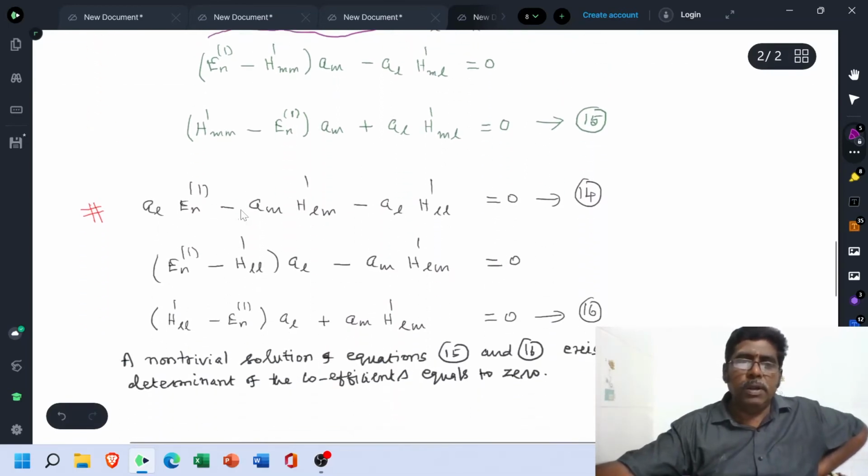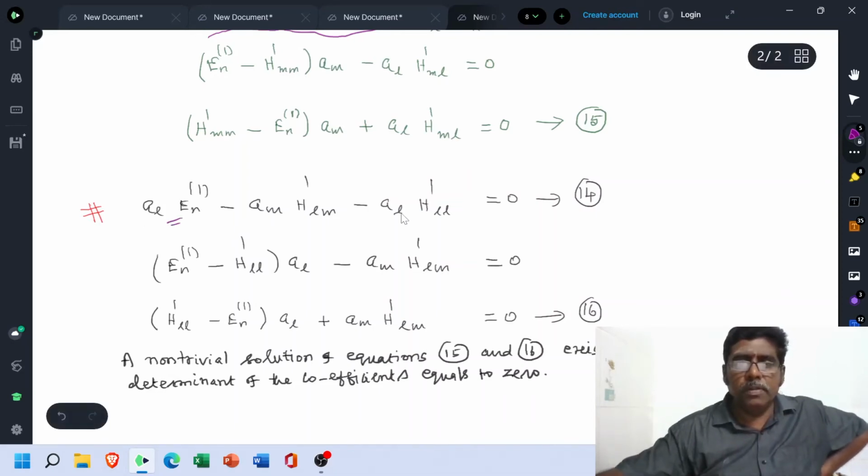Now consider equation 14. Al En1 minus Am H1 lm minus Al H1 ll is equal to 0. Now combine the Al terms. Say this is an Al term, this is an Al term. So En1 minus H1 ll into Al, then minus Am H1 lm is equal to 0.